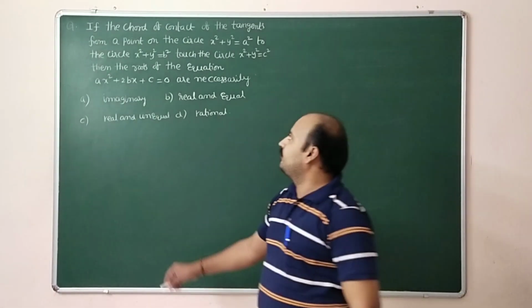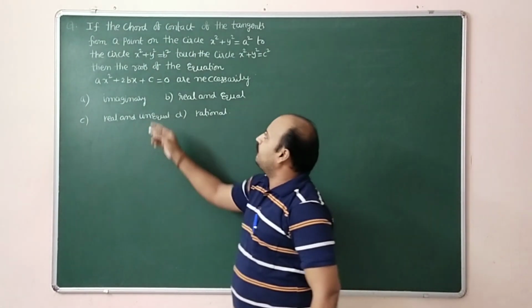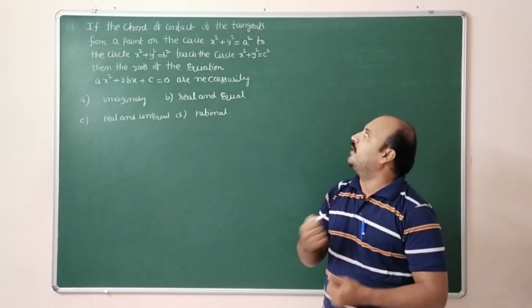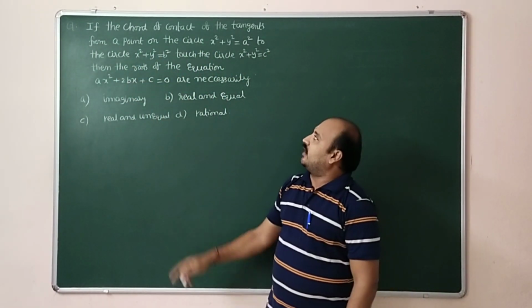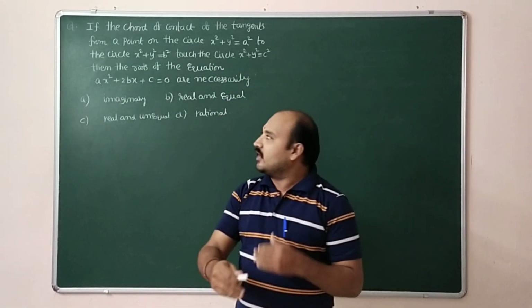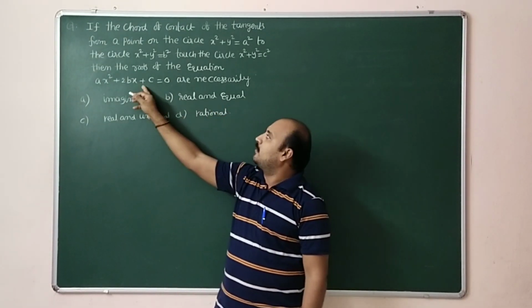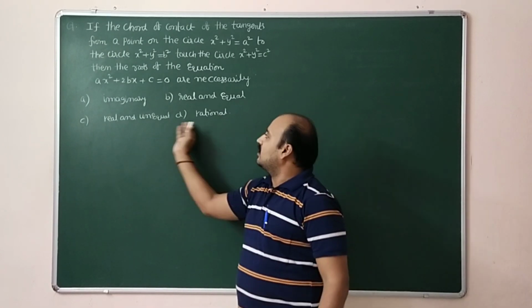The next question. If the chord of contact of the tangents from a point on the circle x square plus y square equal to a square to the circle x square plus y square equal to b square touches the circle x square plus y square equal to c square, then the roots of the equation ax square plus 2bx plus c equal to 0 are necessarily, these options.